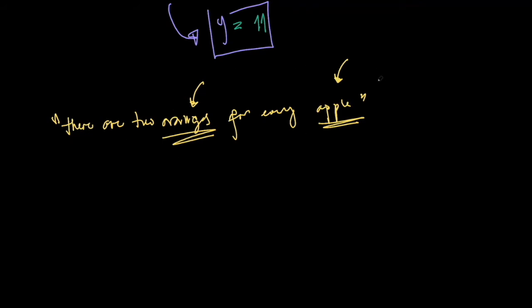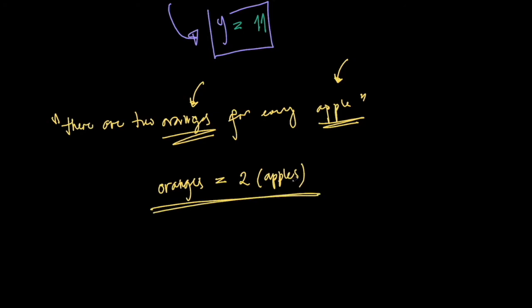With this, we can formulate an equation just using this statement. So let's say the number of oranges is just equal to twice the number of apples. This is now represented in equation form.